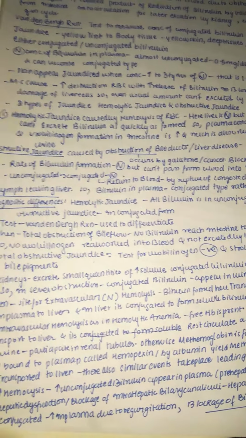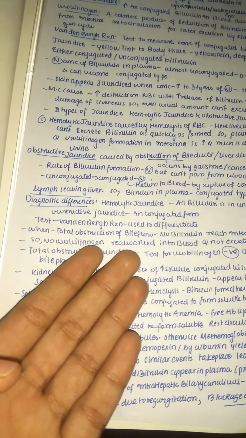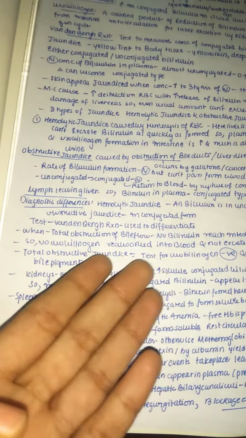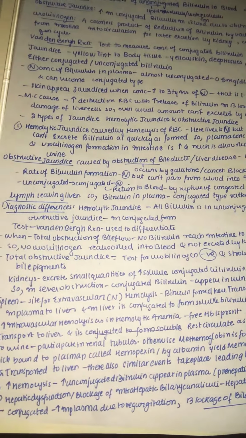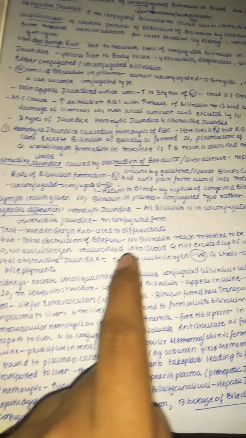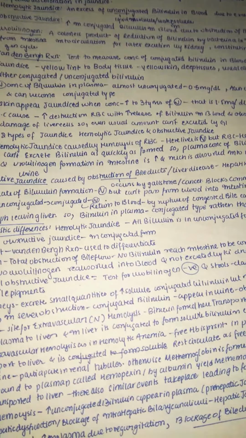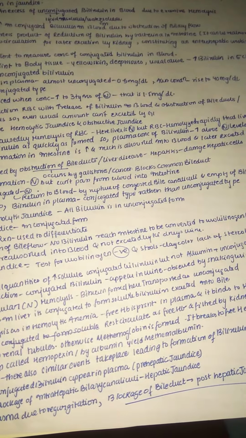In this case, what happens is, due to obstruction the bile is now only in the liver and it is not able to move even to the intestine. If it is not moving into the intestine, then how will urobilinogen act on it? So there is no urobilinogen in this. So the very important key point in obstructive jaundice is urobilinogen negative. This is a key feature differentiating obstructive and hemolytic jaundice.